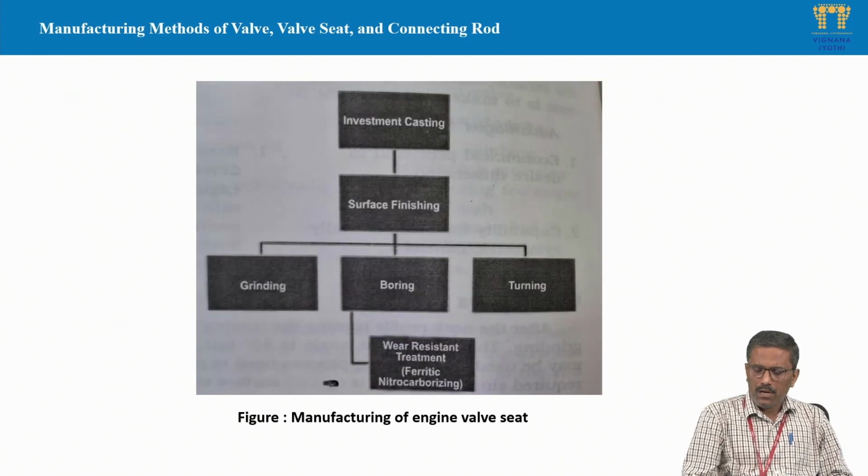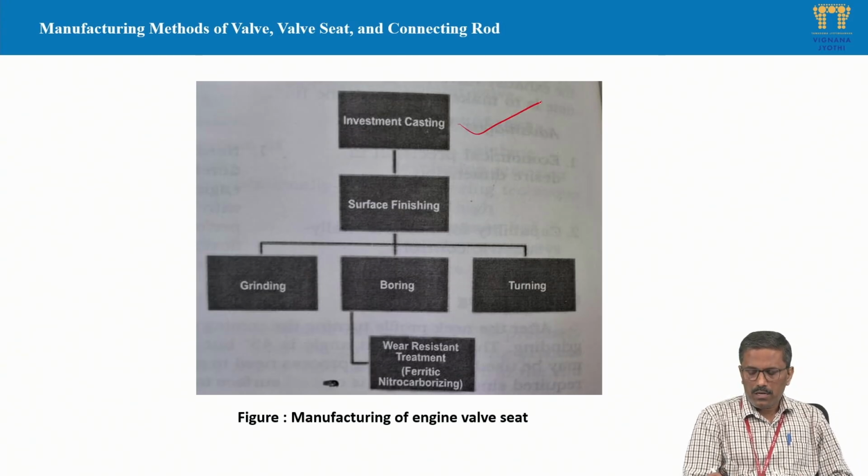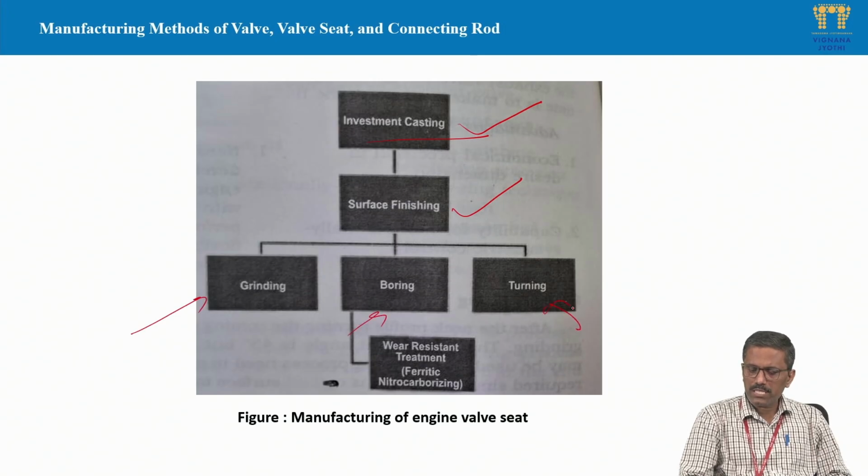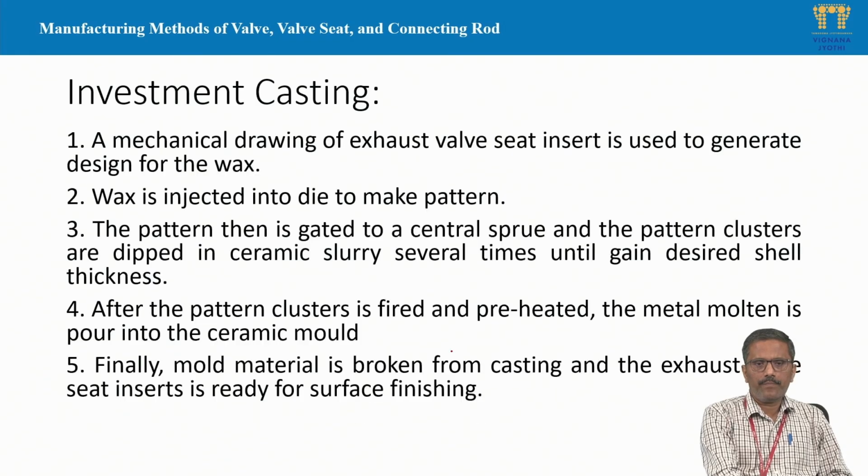The next mostly used method is investment casting. Here the productivity also improves, and in investment casting we get a good surface finish. To get a good surface finish, we use grinding, boring and turning processes. Turning is for external surface finishing, boring is for internal surface machining, and grinding is the overall surface improvement process. After that, we go for surface treatment. Mostly we use the nitride carburizing process, which increases the wear resistance.